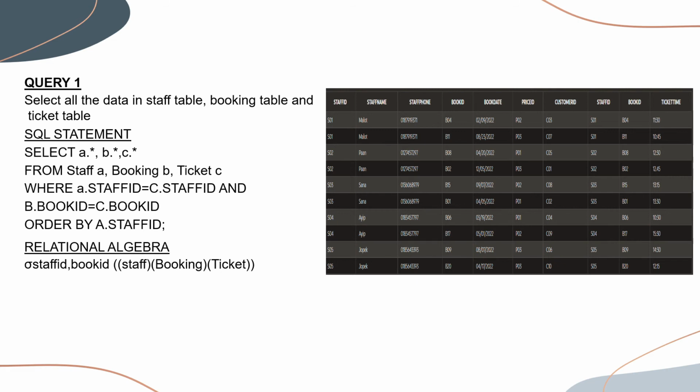For the inner and outer join operation for query number 1, we will select all the tables in the staff table, booking table, and ticket table. For the SQL statement, we select A, B, C from staff A, booking B, and ticket C, where A.staff ID equals C.staff ID and B.book ID equals C.book ID, and order by A.staff ID. This is the output for query number 1.